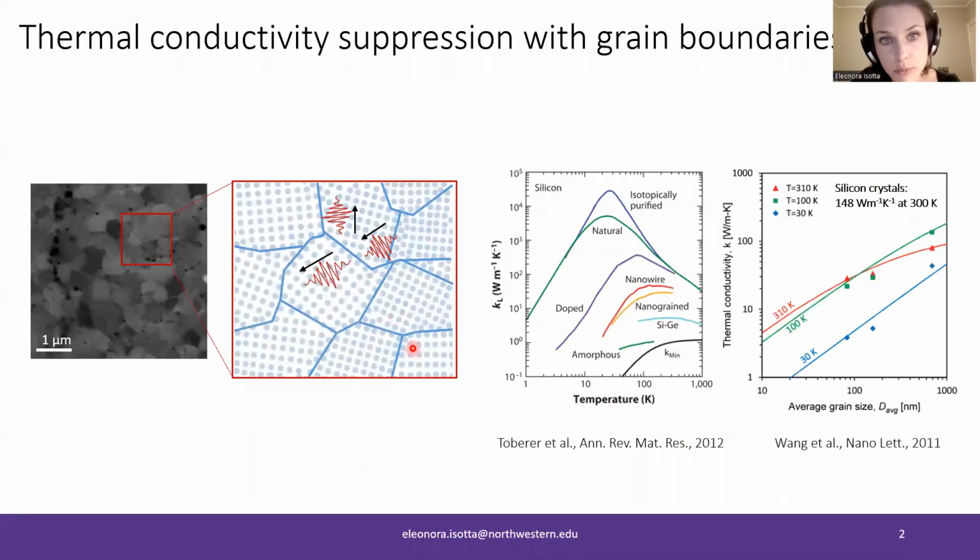So grain boundaries suppress the thermal conductivity. This is a very well-known phenomenon, and is thought to occur because grain boundaries introduce a source of scattering for heat carriers. And the effect of grain boundaries can be quite significant. For example, this is the thermal conductivity of silicon, and you can see that at room temperature, the thermal conductivity can go from values around 150 watt per meter Kelvin for a single crystal down to values in the order of 30 watt per meter Kelvin when a grain size in the order of hundreds of nanometers is introduced.